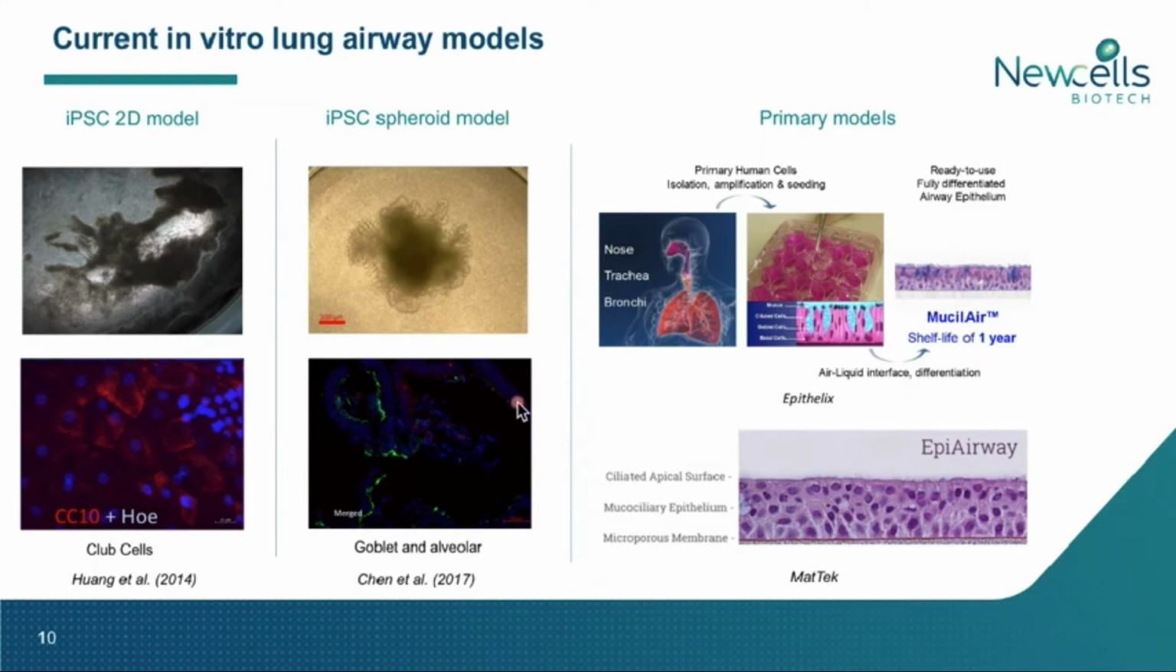So, okay, one of the things that we do, the primary thing that we do at NewCells Biotech, of course, would be to make induced pluripotent stem cell lines from an individual donor.